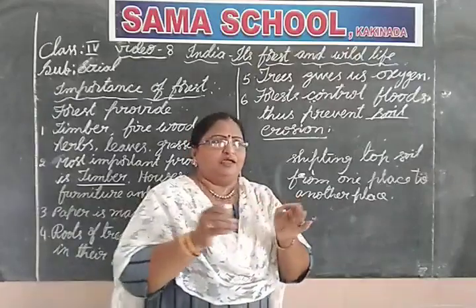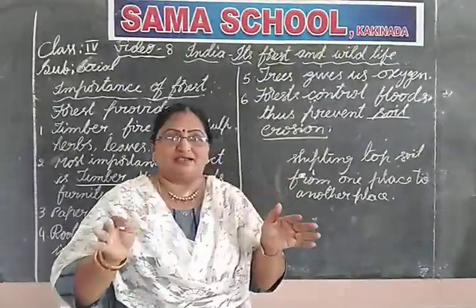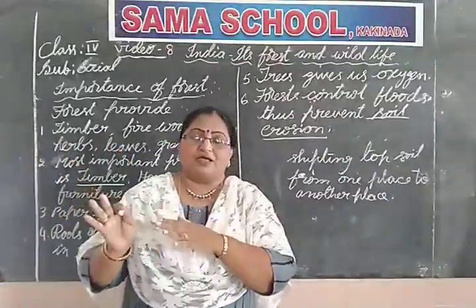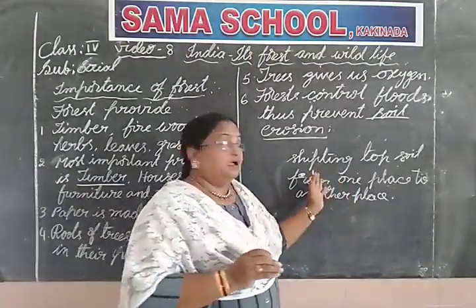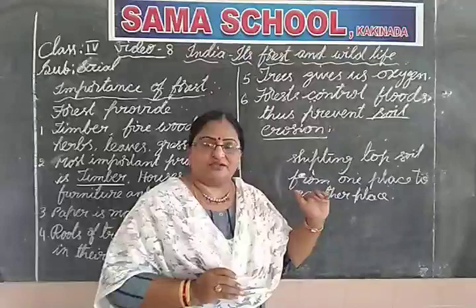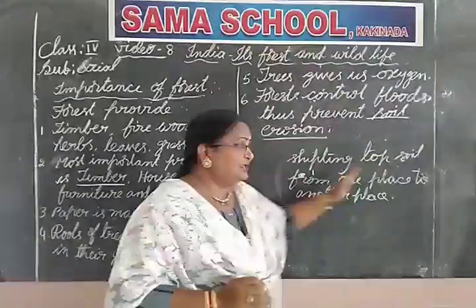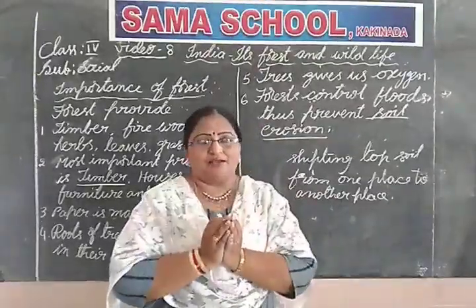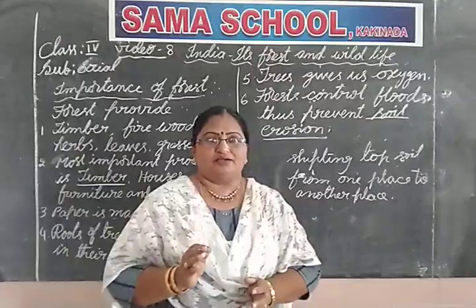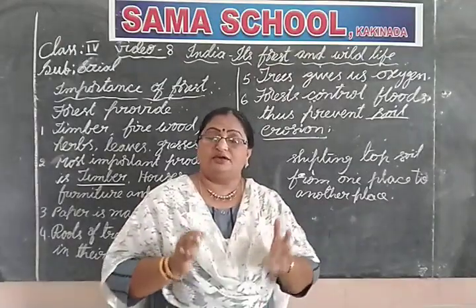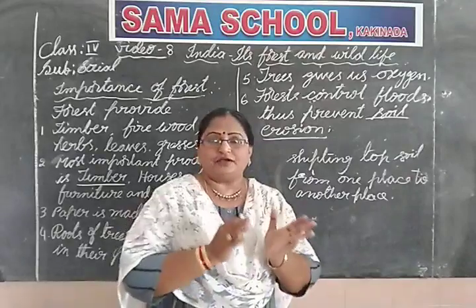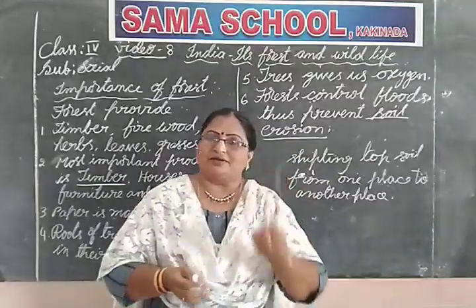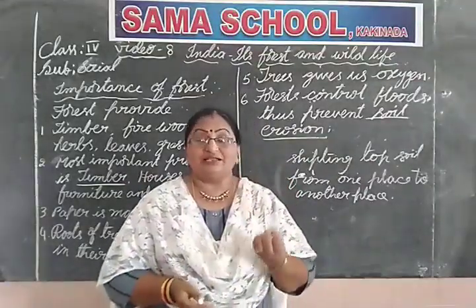And in some areas this water also will stagnate. Stagnate means it will remain like that, it doesn't flow down. Thus it prevents soil erosion. What is soil erosion? Shifting topsoil from one place to another place. See, for growing a plant, topsoil is very important. Topsoil has so many nutrients, humus, everything. If the topsoil flows away somewhere, the tree automatically will become weak and later it will die.